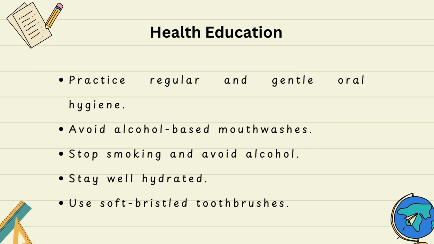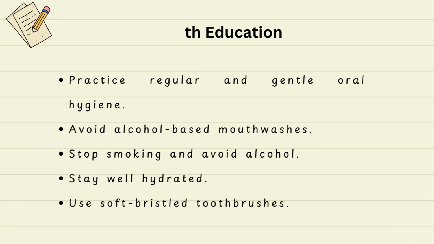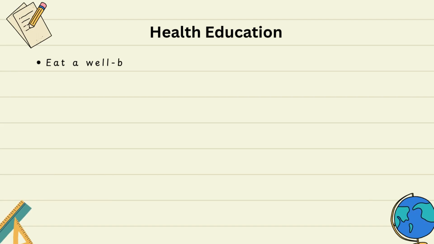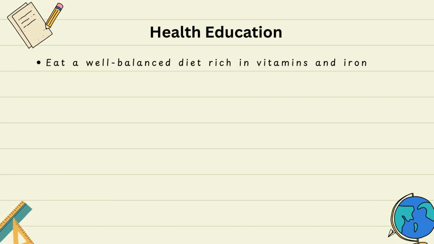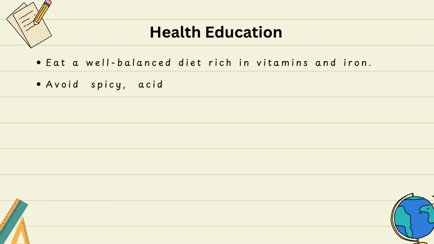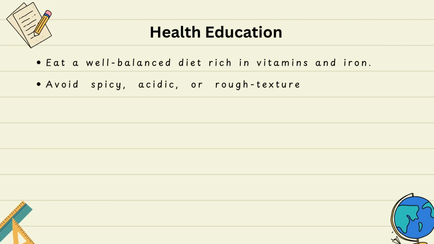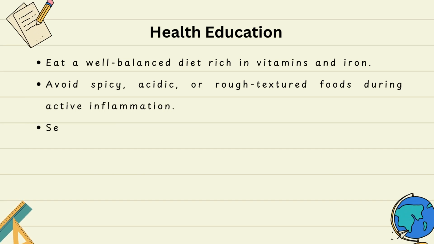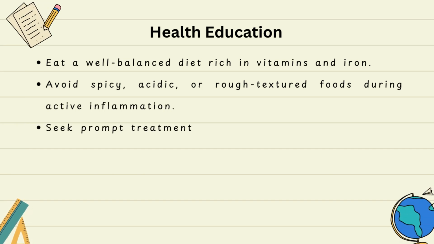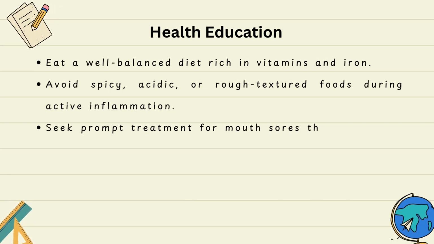Stay well hydrated. Drinking enough water keeps the mucous membranes moist and supports healing. Eat a balanced diet. A diet rich in vitamins, especially B complex, iron, and folate is essential for maintaining healthy oral tissues and immune function. Avoid irritating foods during active inflammation. This includes spicy, acidic, salty, or rough-textured foods, which can aggravate pain and delay healing.